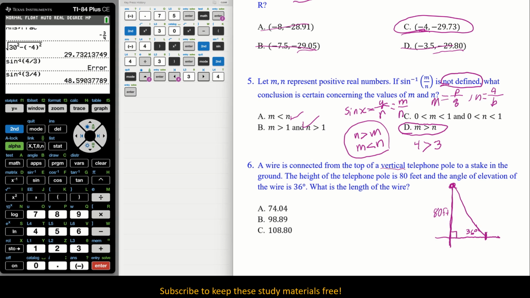I think they should have given you at least a sentence simply stating that the vertical telephone pole is perpendicular to the ground. That would have been highly helpful. Okay, now, but I'm off that soapbox. We'll move on. So, what could you do?